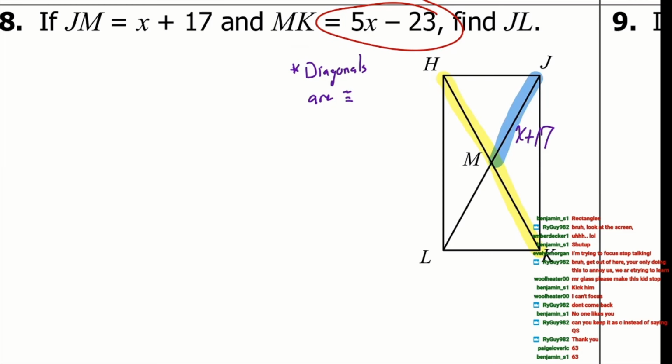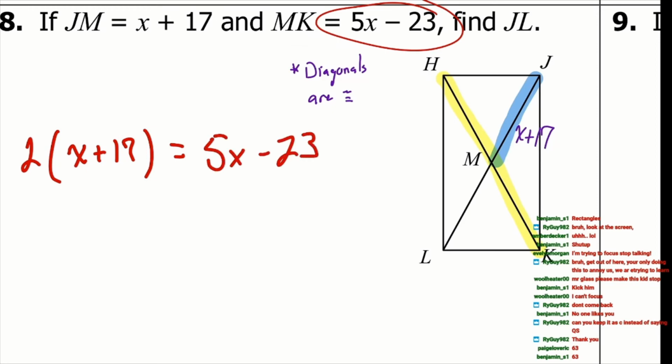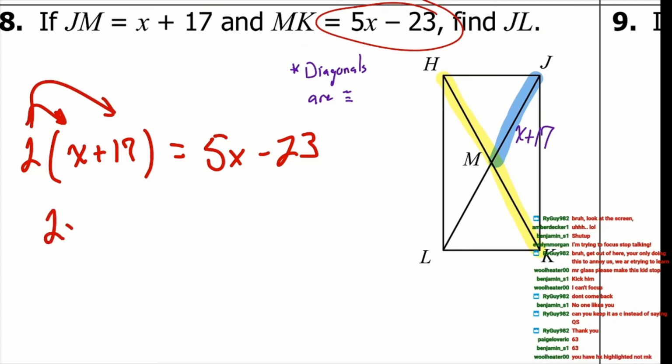So I'm going to take x plus 17, and we're going to double it. Just make sure you put it in parentheses, because you do need to double both numbers, just like usual when we double an expression. That is what we can set equal to 5x minus 23. Distribute. You get 2x plus 34 equals 5x minus 23.